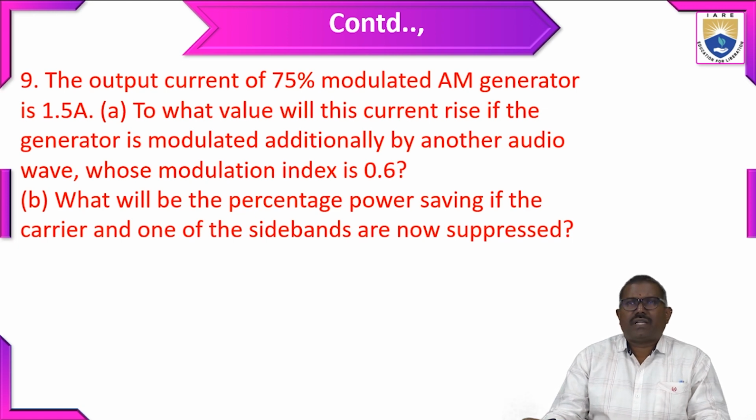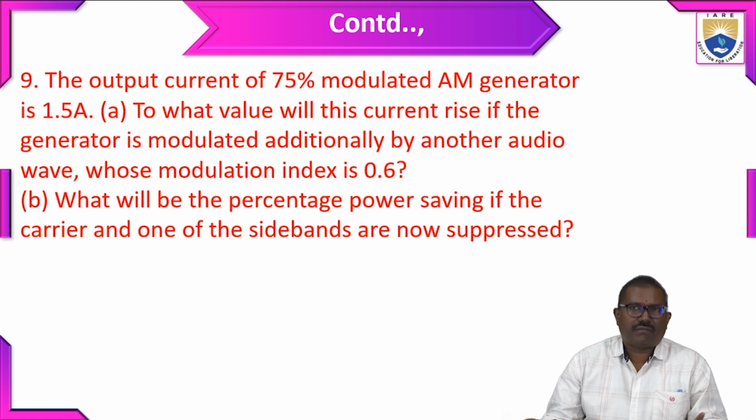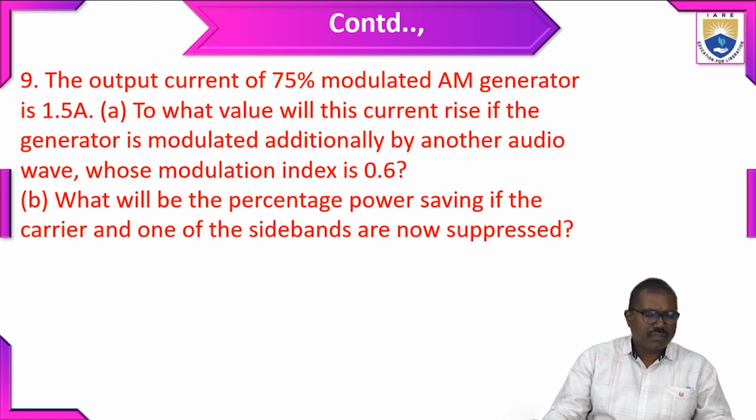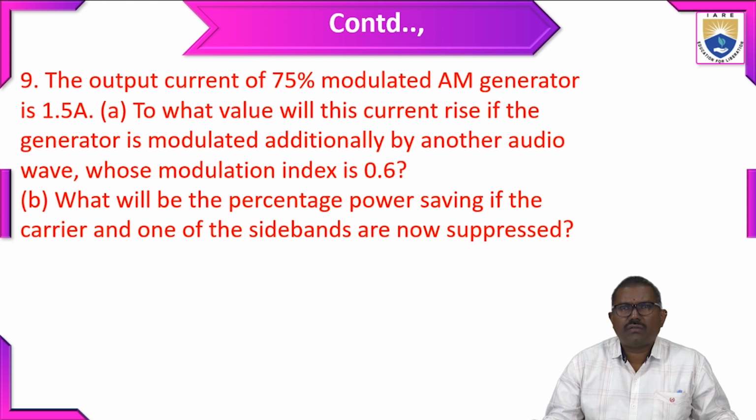So in the ninth problem, the given data is mu is 75%. So it is 0.75, the mu value. Okay. And the given current. Whereas in previous problems, we were dealing with the power relations. But here, we are taking the current relation. So based on the current relation, we are going to find the values of this problem. Okay. So let us start the solution.